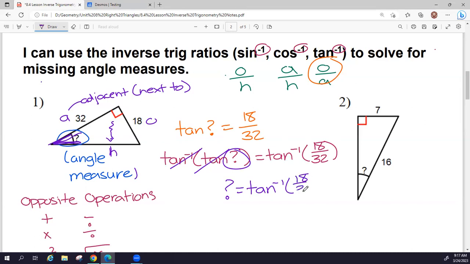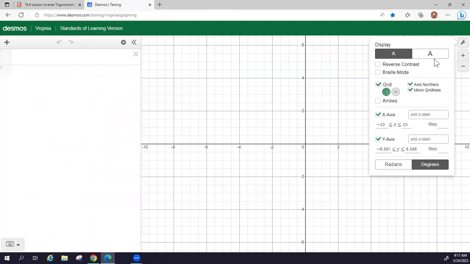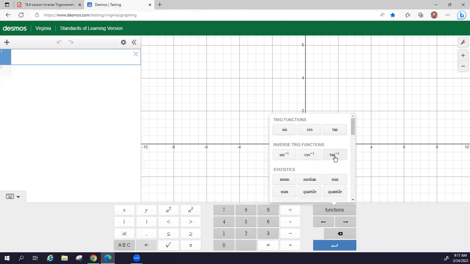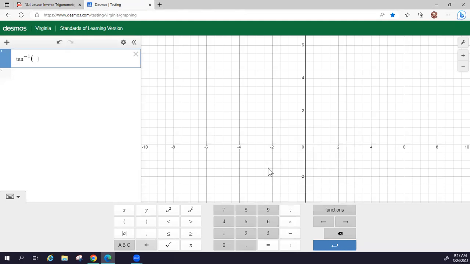And then over here, we have something that we can use Desmos to find, tan inverse of 18 over 32. We are going to ask the calculator what angle is related to the opposite over the adjacent side being 18 over 32. So we always want to make sure that our calculator is in degree mode. So we click the wrench and make sure degrees is grayed out. And then we can go to our functions and choose tan inverse. It even says inverse trig functions. And we can put our fraction in there. And we can get an angle measure. We'll call it 29.4 degrees.